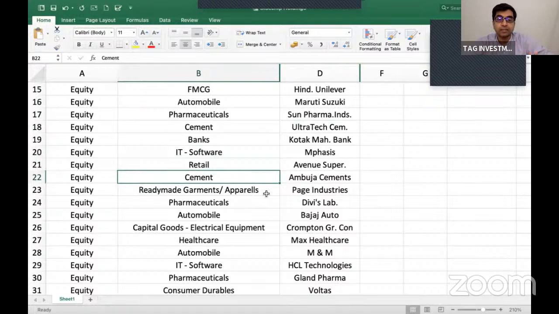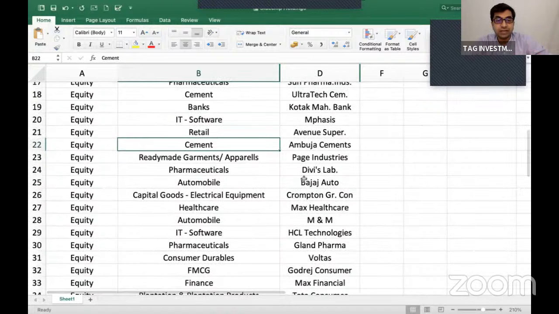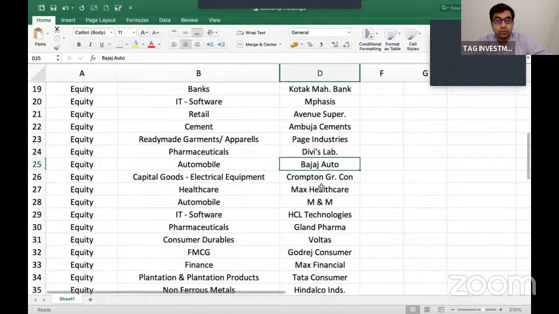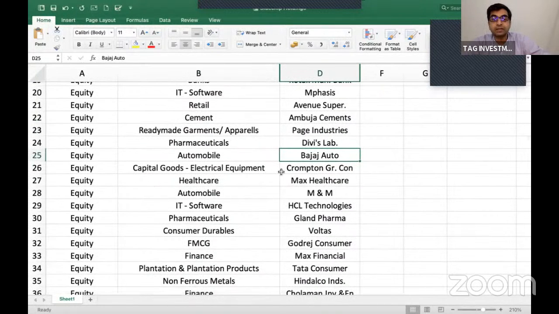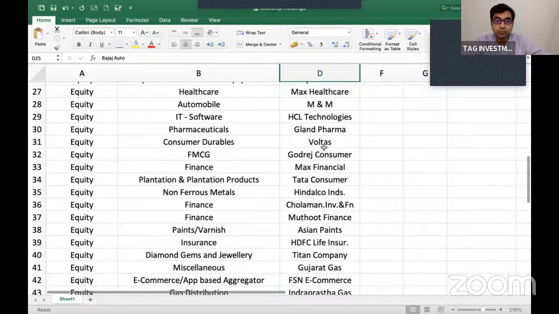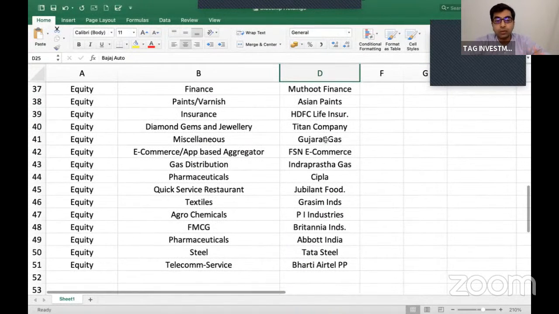In the ready-made garments apparel space, Page Industries; pharmaceuticals, DV's Lab; automobiles, Bajaj Auto; in the capital goods electrical equipment sector, Crompton Greaves Consumers; healthcare, Max Healthcare; in automobile, M&M, and so on and so forth. So this is a list of all the blue chip stocks which are good to invest in.